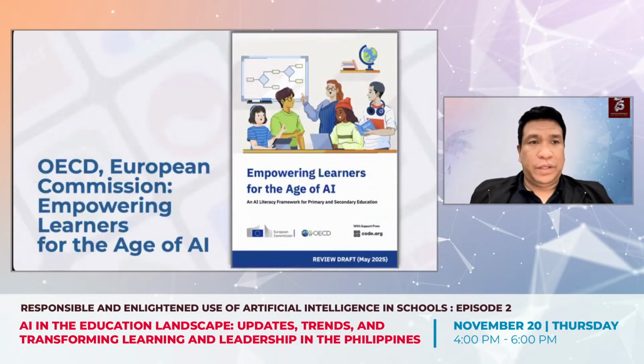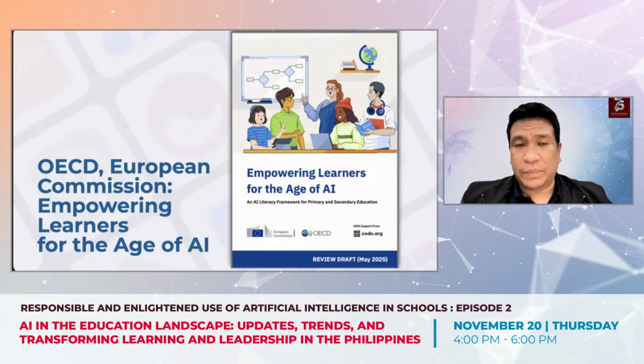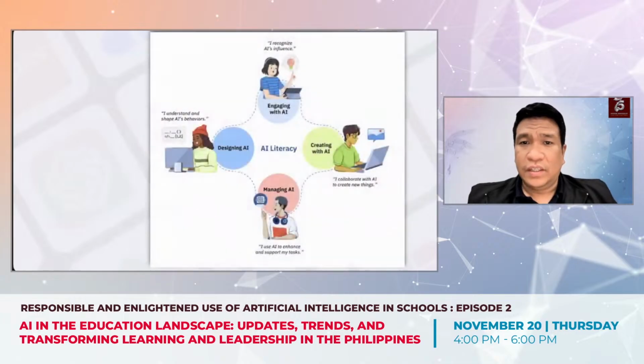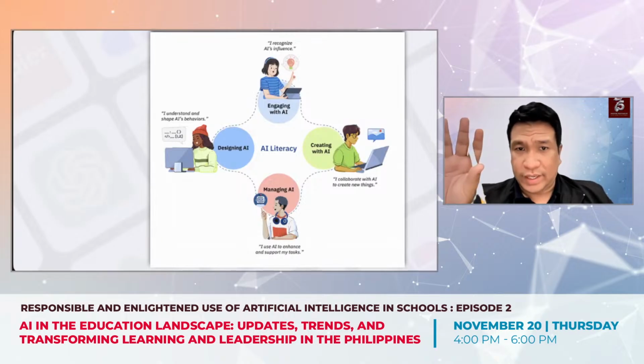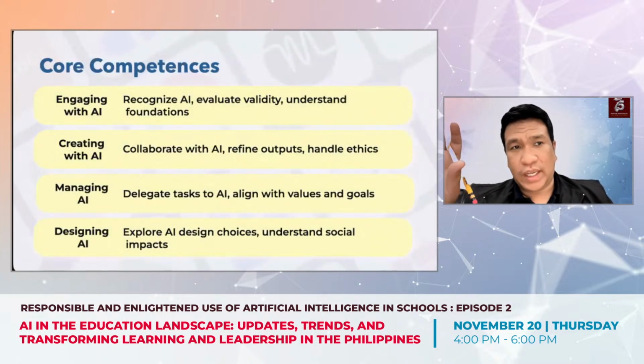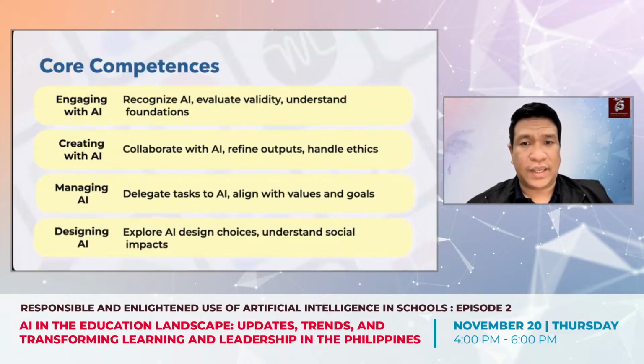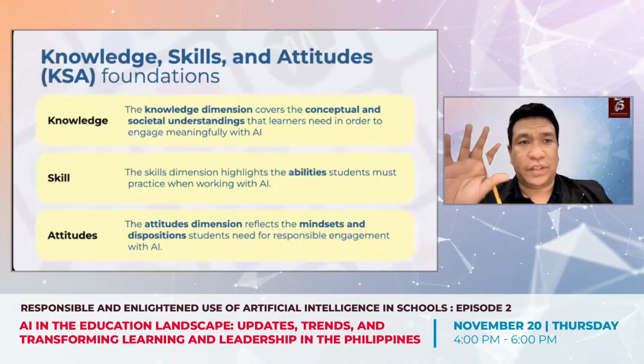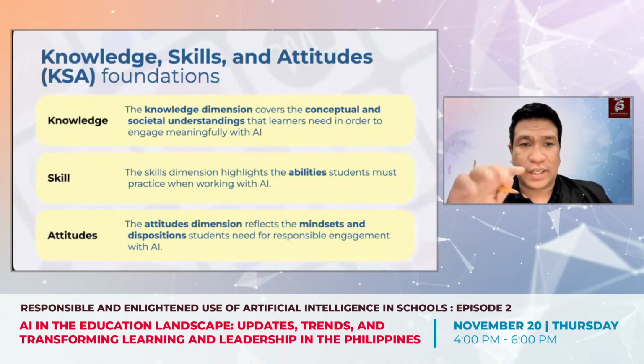Another international global framework for students is from OECD, Empowering Learners for the Age of AI, a framework for primary and secondary education. So here there are four areas: creating with AI, engaging with AI, designing with AI, and managing with AI. In these four areas, you would see three areas for knowledge, skills, and attitude. So parang naka-KSA na yung framework na ito. Okay?